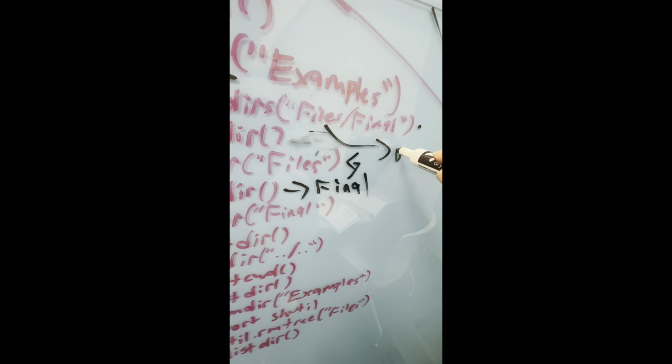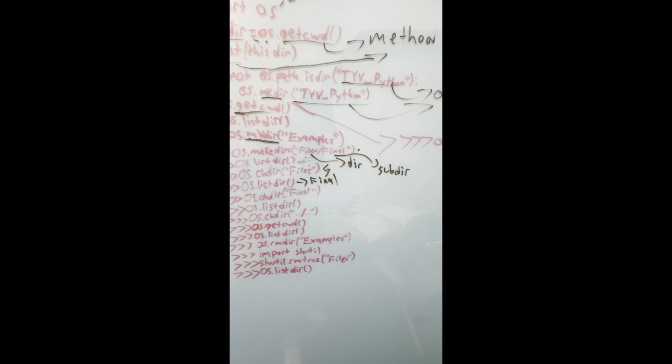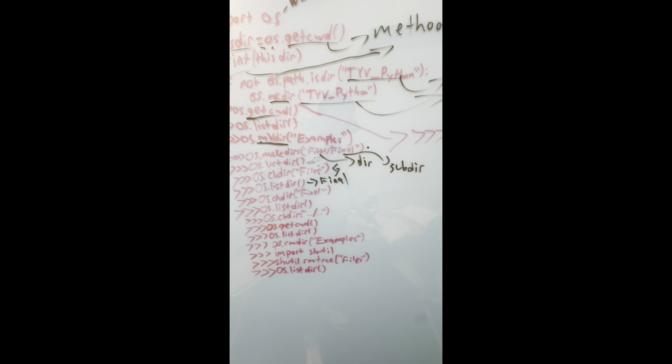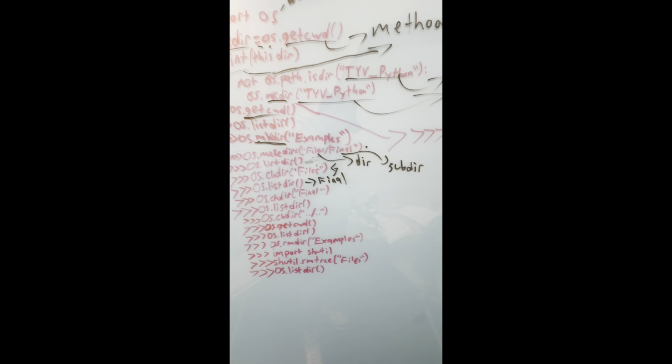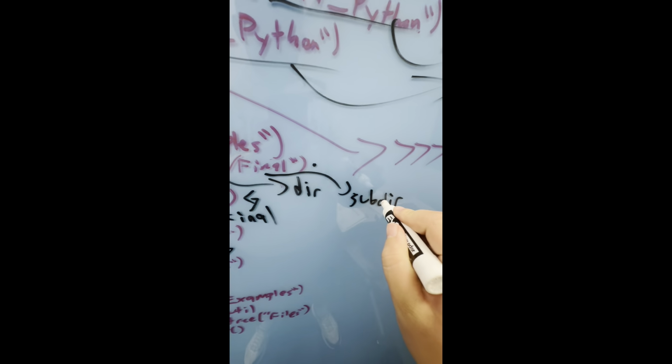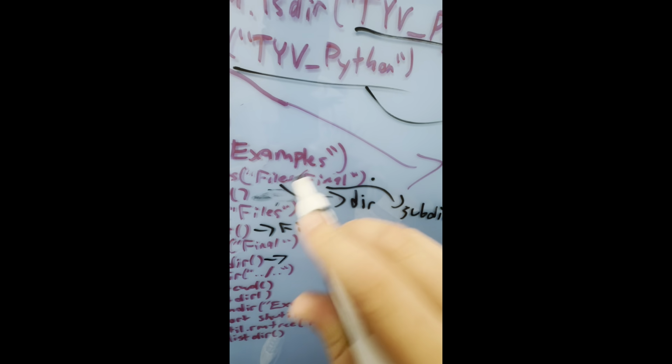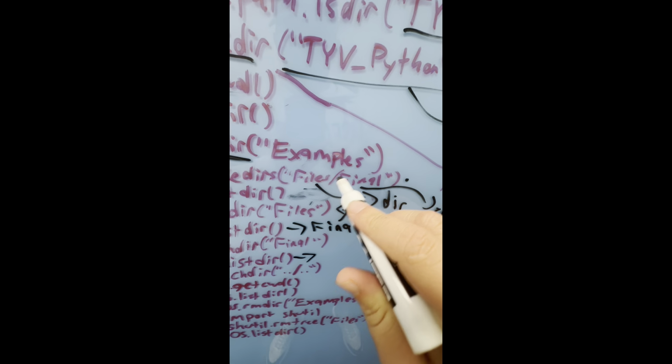So this is a dir, and this one is a subdir. Then we type this to change into the final directory, and that will list the contents of it. But since we only put final as a subdirectory into files, we don't have anything in the final directory, which, like we set up here, will display nothing, just empty brackets.